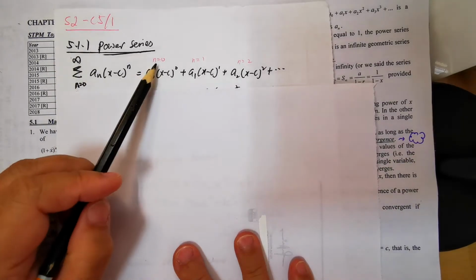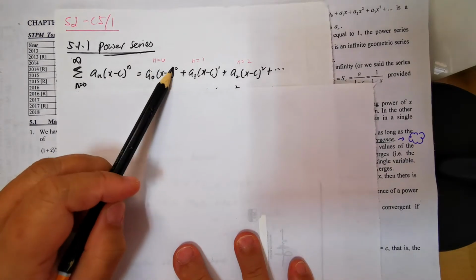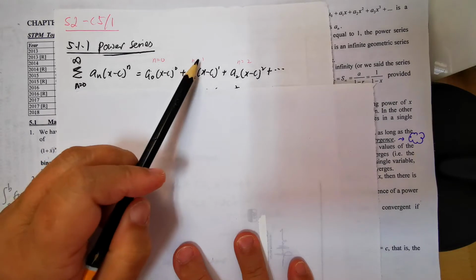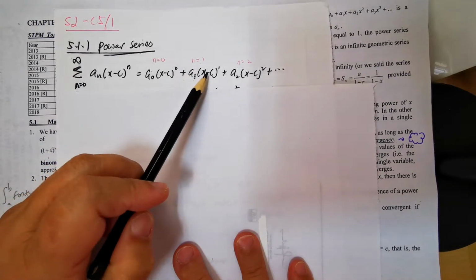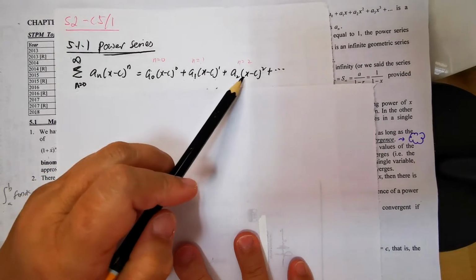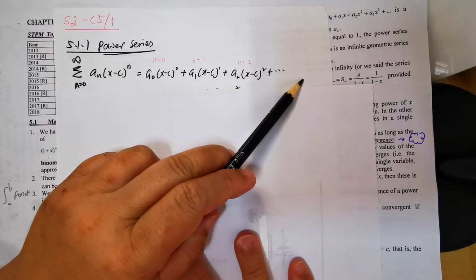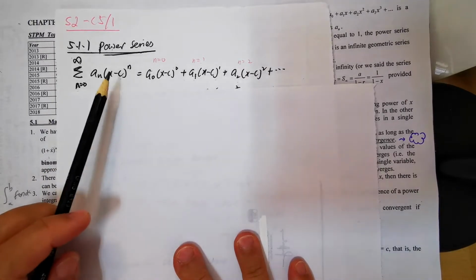All right, so when n equals 0, so it's a0 (x minus c) to the power of 0, plus when n equals 1, so a1 (x minus c) power 1. When n equals 2, so a2 (x minus c) squared plus dot dot dot until infinity lah. All right, so we call this power series.